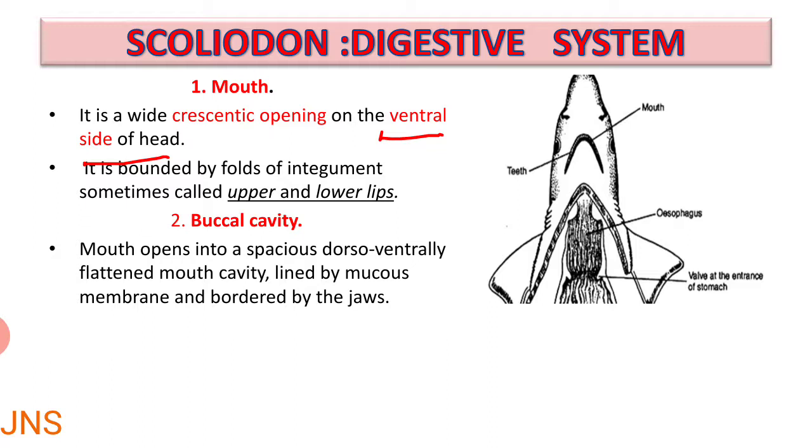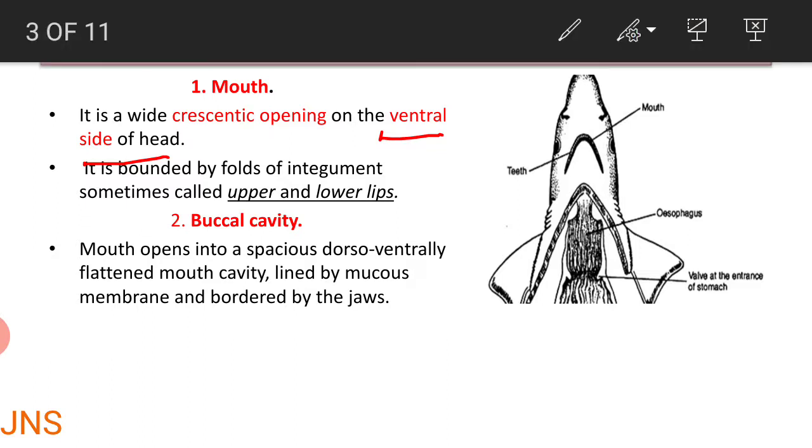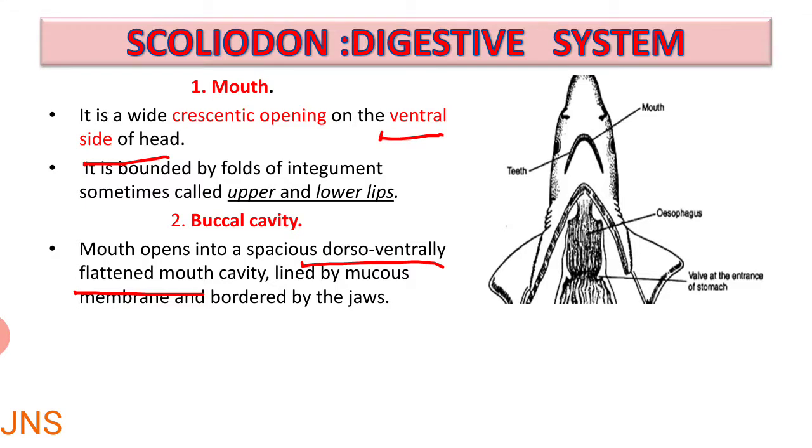Second part of the alimentary canal is the buccal cavity. So the mouth opens into the buccal cavity. This is very simple, that is, the mouth leads into the buccal cavity. This buccal cavity is a dorso-ventrally flattened cavity, the mouth cavity, lined by mucous membrane, and as already said, bordered by two jaws, upper and lower jaws.